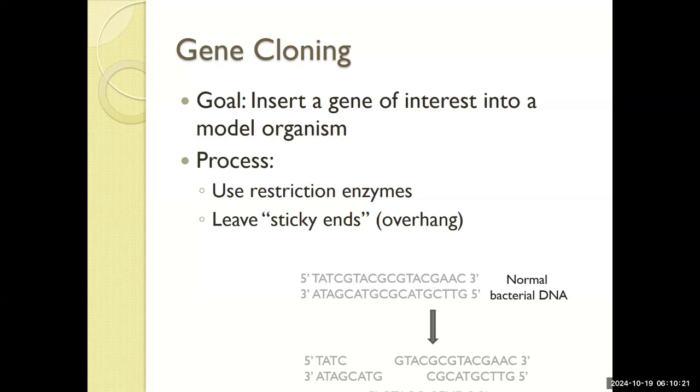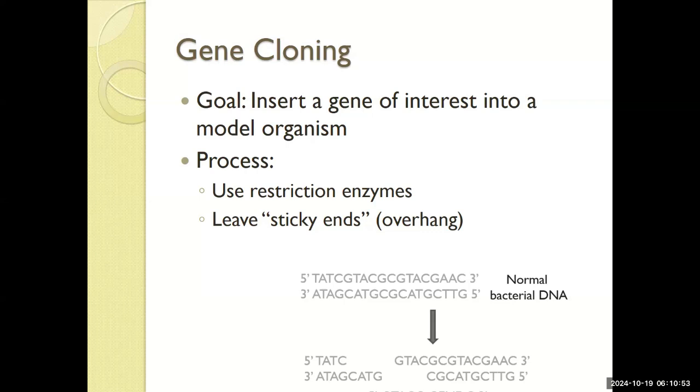Another technique that is up and coming is genetic cloning. Not to be confused with organismal cloning, gene cloning is when we insert a gene of interest into a model organism. We could be adding a human gene for production of insulin into a bacteria because they're easier to grow and monitor. The process of this uses restriction enzymes, and that just means an enzyme that cuts the DNA at a particular place. And these cuts are at a diagonal, leaving sticky ends.